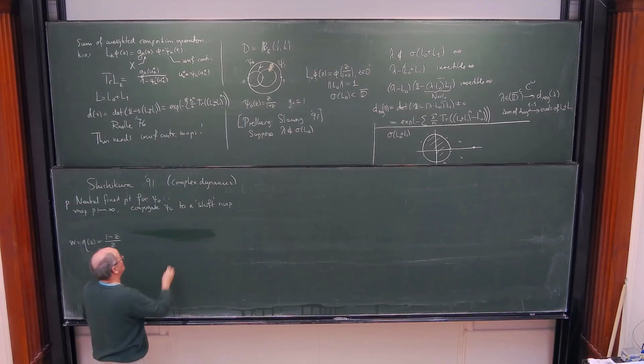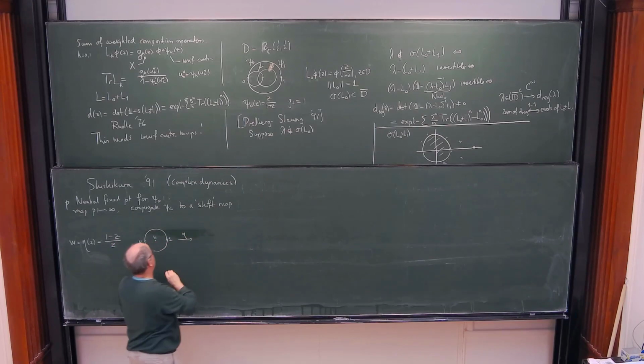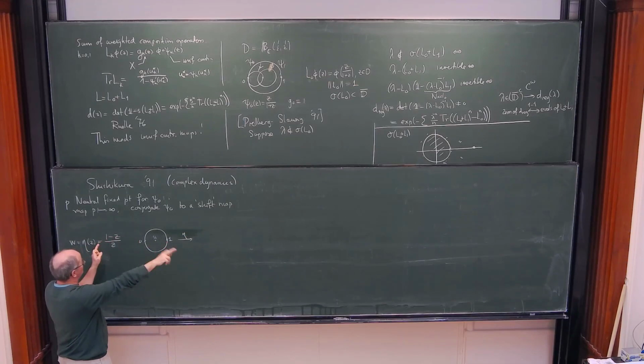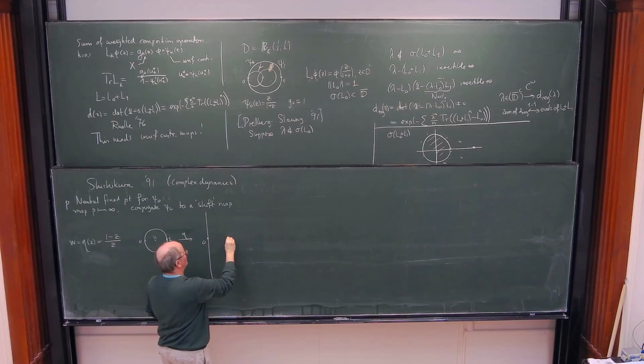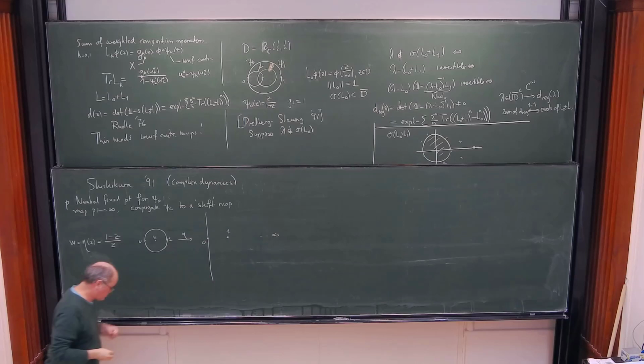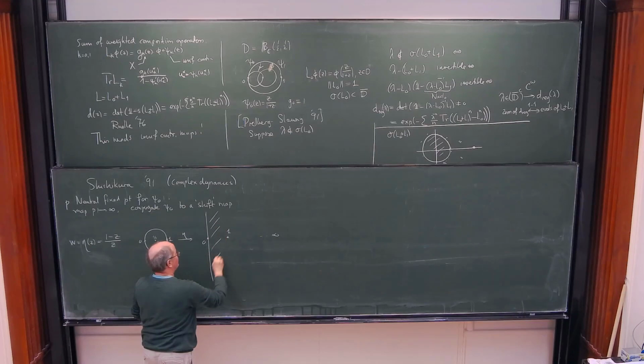So what happens to our points? You have 0 here, 1/2, 1 here. Under eta, 1 is mapped to 0, 0 is mapped to infinity, and 1/2 is mapped to 1. So these three points map to 0, 1, and infinity. The disk will be mapped to a disk in the complex plane, or generalized disk, meaning a half plane in this case, and simply this half plane here.